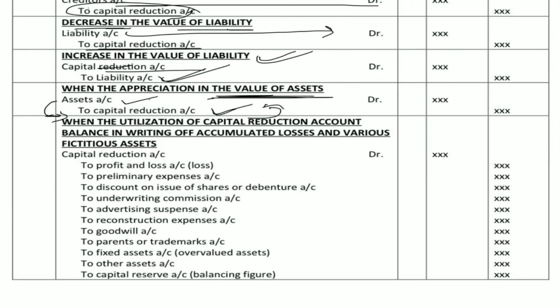Next entry is when the utilization of capital reduction account balance in writing off the accumulated losses and various fictitious assets.